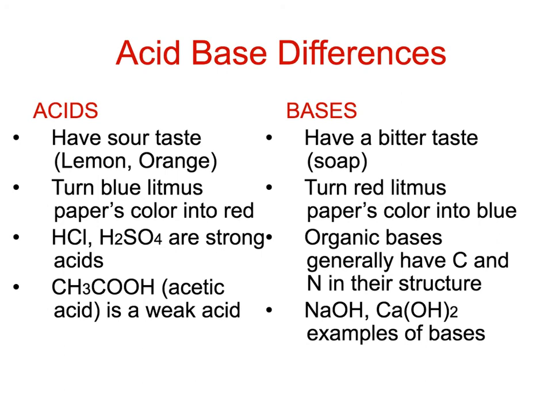Examples of acids are hydrochloric acid and sulfuric acid. These are strong acids, and there is acetic acid, which is a weak acid. Organic bases generally have carbon and nitrogen in their structure. Generally, for example, sodium hydroxide or calcium hydroxide are examples of bases.